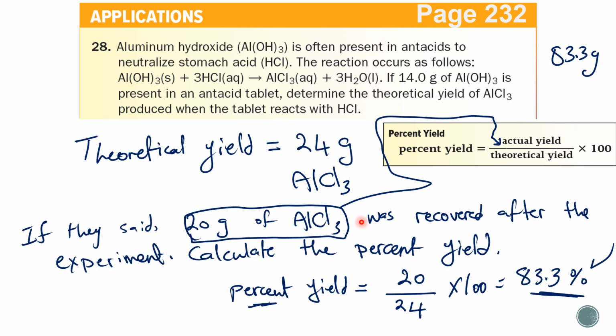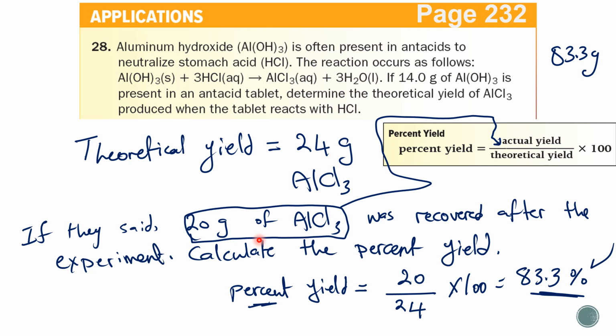Now, what if the question, so this is the theoretical yield. If the question said, إذا السؤال قال 20 grams مثلا of AlCl3 was recovered after the experiment, calculate the percent yield. إذا عطانا الماس of البرودكت اللي يسأل عنه، هاي الماس تكون هي actual yield. وإحنا طلعنا theoretical yield. So use the equation actual divided by theoretical times 100, it will give you 83.3%. So that's the percent yield if they ask you about it. Okay?